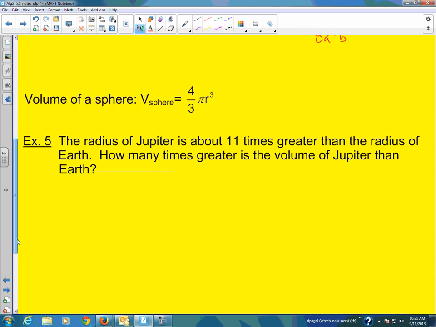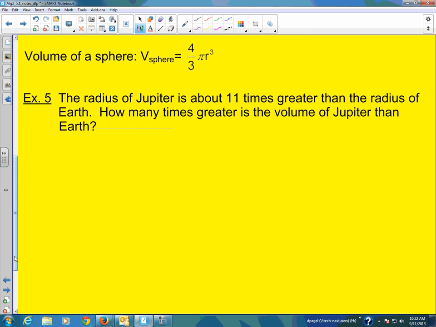All right, we're looking at a volume problem here. So the volume of a sphere, ball, planet, is equal to 4/3 pi r cubed. And we have the radius of Jupiter is about 11 times greater than the radius of the Earth. How many times greater is the volume of Jupiter than that of Earth? All right, so we can say something like this. Volume of Jupiter is equal to 4/3 pi, the radius of Jupiter, cubed. And the volume of Earth would equal 4/3 pi, the radius of Earth, cubed.